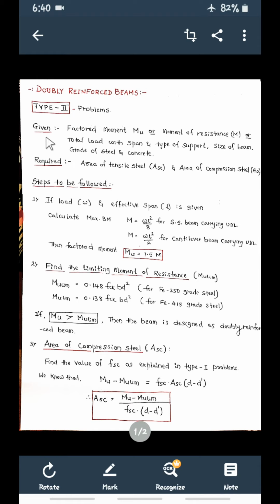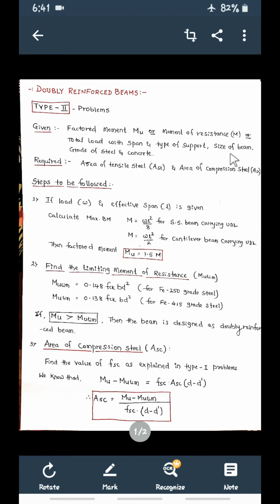In these type 2 problems, the given data are: the factored moment will be given. Either Mu or M, that is the moment of resistance, or the factored moment Mu will be given. Or if they don't give Mu or M, they will give the total load with span and type of support. The span, total UDL, and type of support, whether it is a simply supported beam or a cantilever, will be given. From this we will calculate Mu or M.